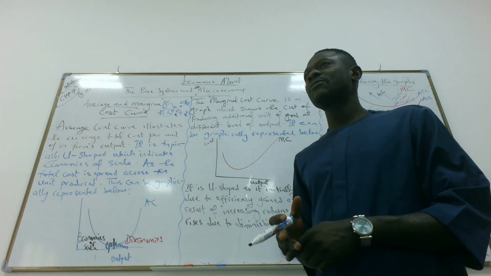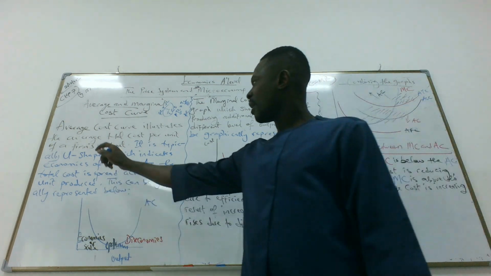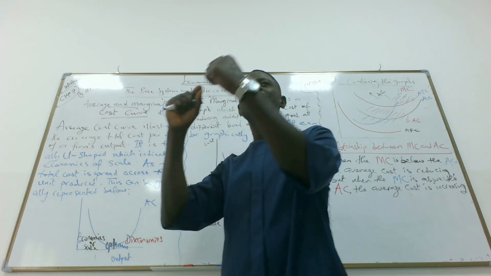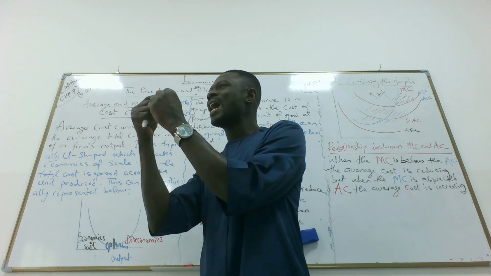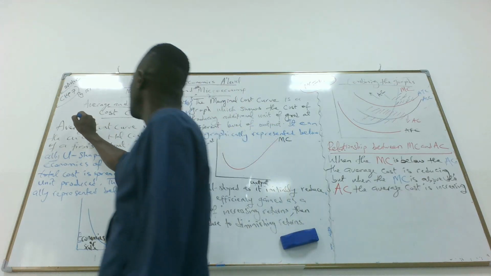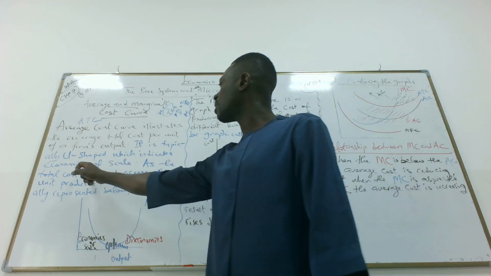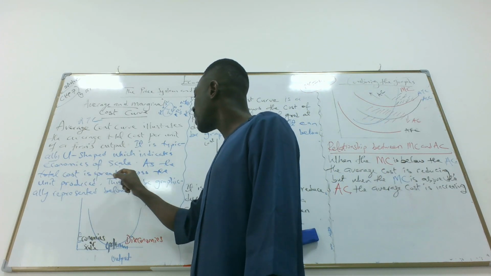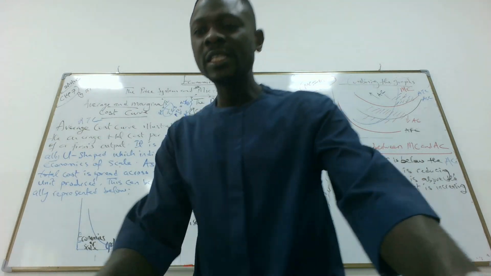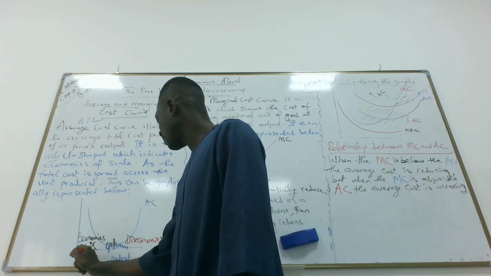So what is the graph that represents average total cost or average cost? Average cost illustrates the average total cost per unit of the firm's output. So for each unit you have produced, the average for each unit produced is your average cost, which is the same as ATC. It is typically U-shaped, which indicates the economies of scale, as total cost is spread across the units produced. This can be graphically represented as this. So why is it U-shaped? It is U-shaped because it is dependent on output.